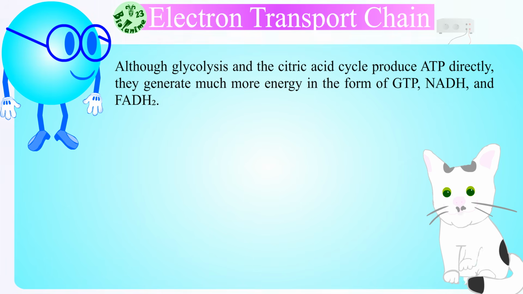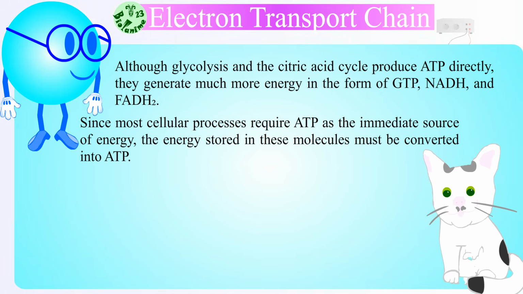Although glycolysis and the citric acid cycle produce ATP directly, they generate much more energy in the form of GTP, NADH, and FADH₂. Since most cellular processes require ATP as the immediate source of energy, the energy stored in these molecules must be converted into ATP.